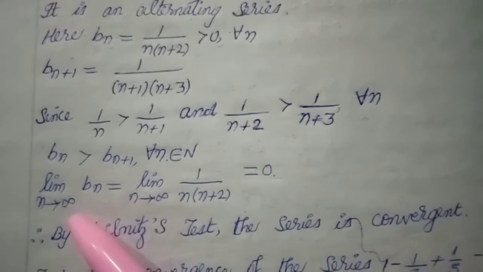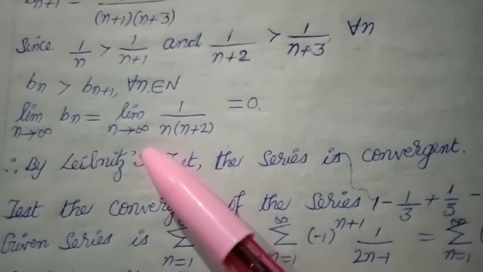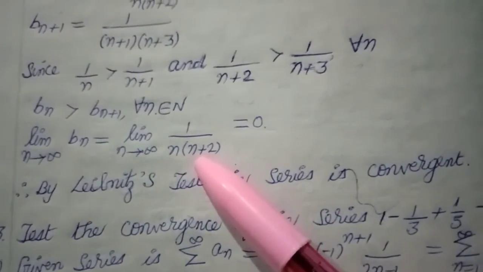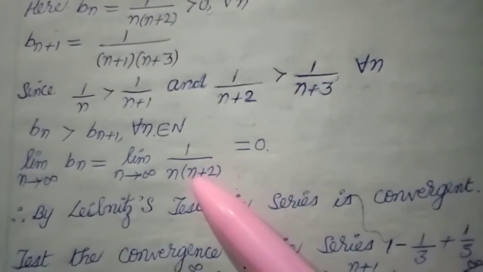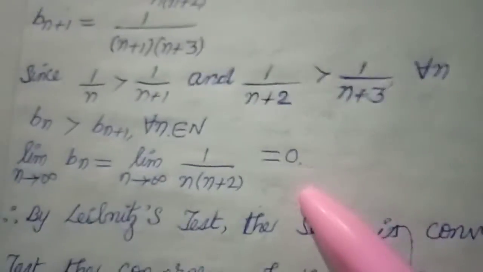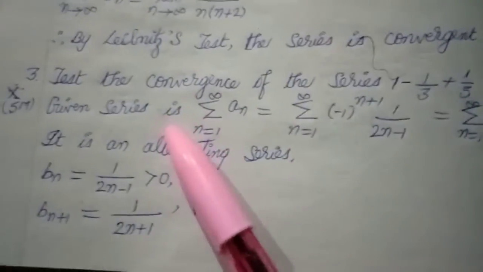Now limit n tends to infinity bn is equal to limit n tends to infinity 1 divided by n into n plus 2. That is, when n tends to infinity, we get 1 by infinity, and 1 by infinity is equal to 0. Since both conditions are satisfied, by Leibnitz test, the series is convergent. Now let's go to the third problem.